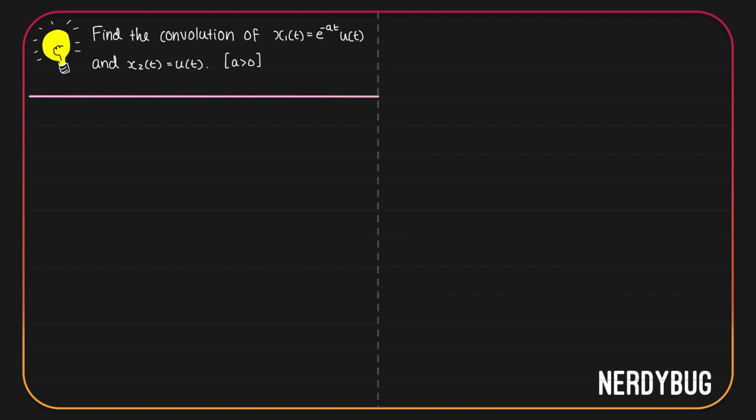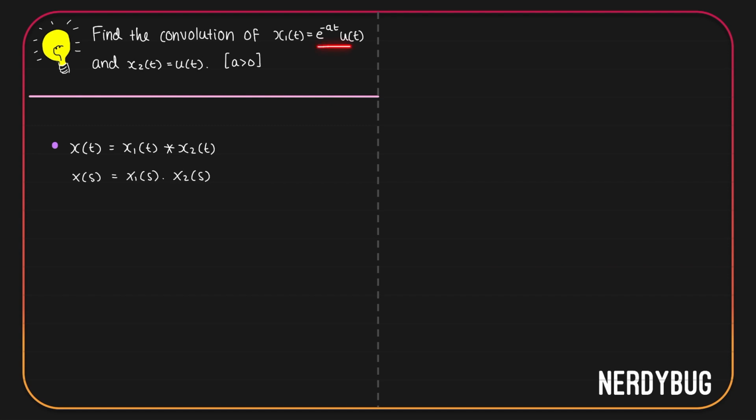Let us solve a problem. We have to find the convolution of x1 of t, which is e raised to minus at u of t, and x2 of t, which is u of t. It is given that a is greater than 0. So let us take x of t to be the convolution of x1 of t and x2 of t. Then X of s will be equal to X1 of s multiplied by X2 of s.